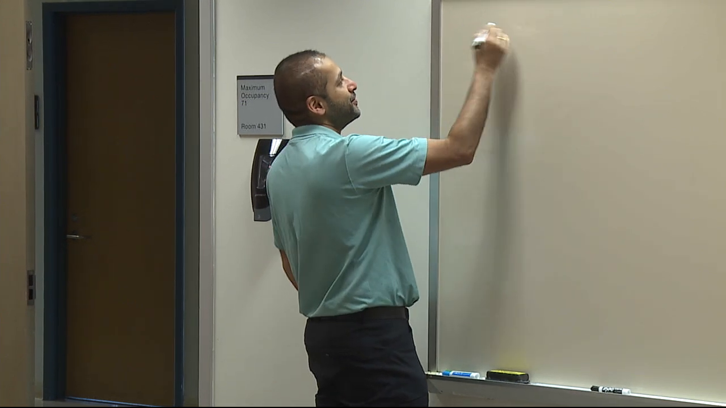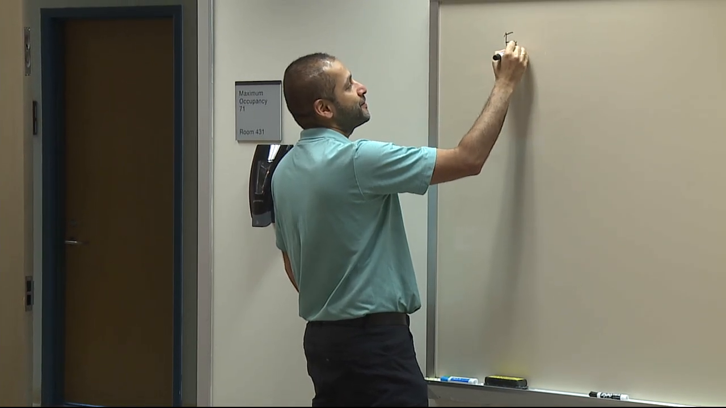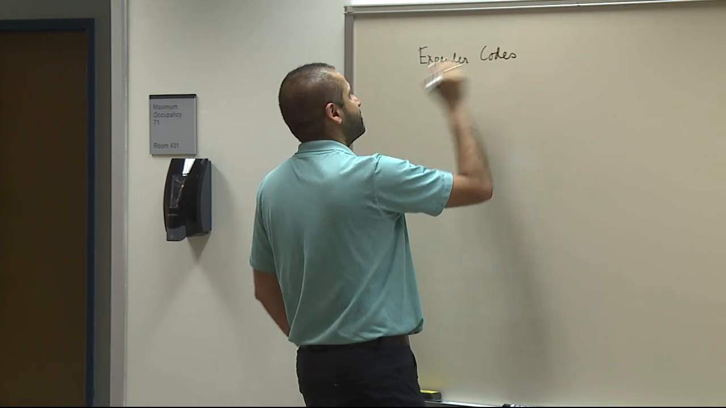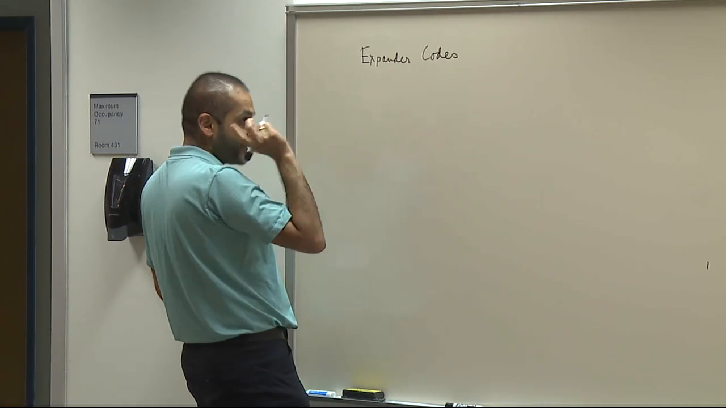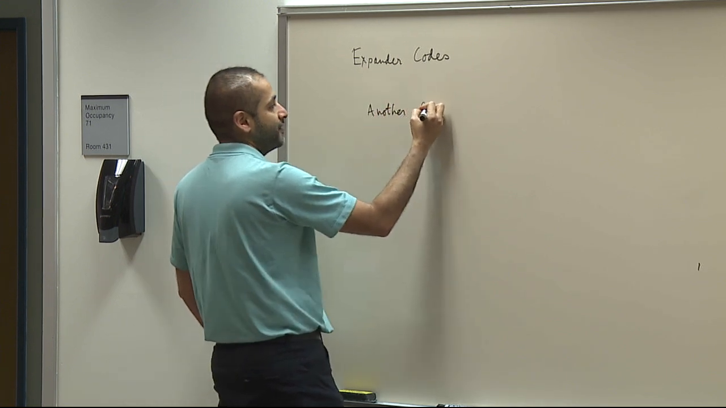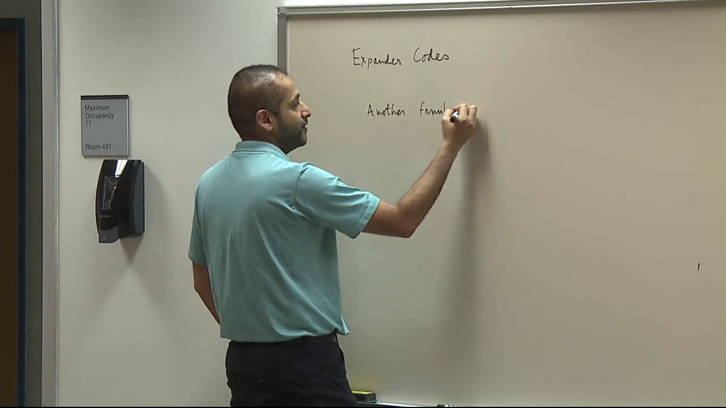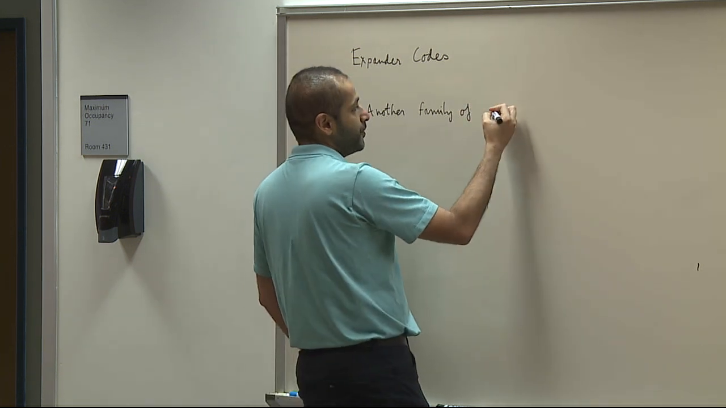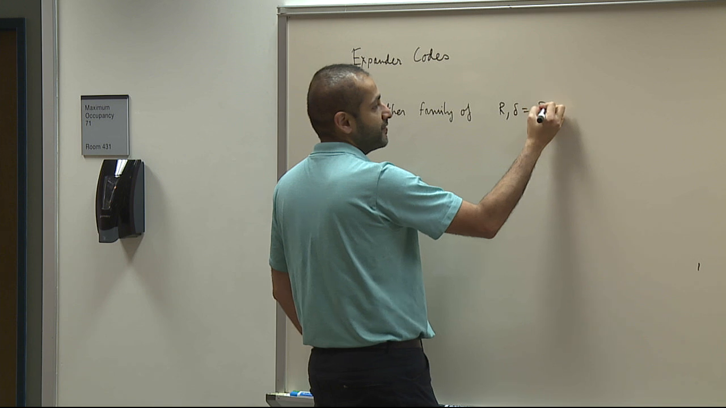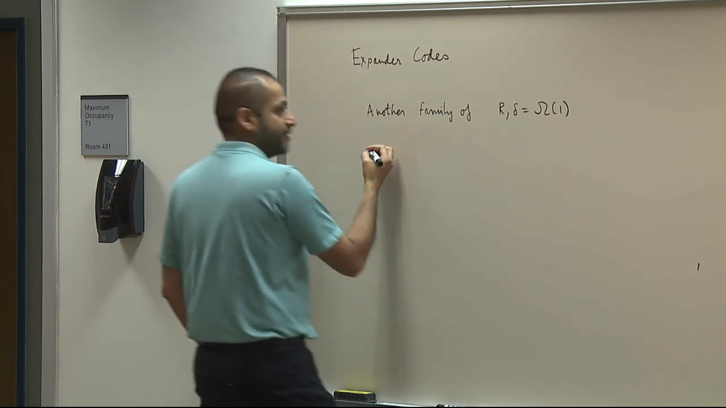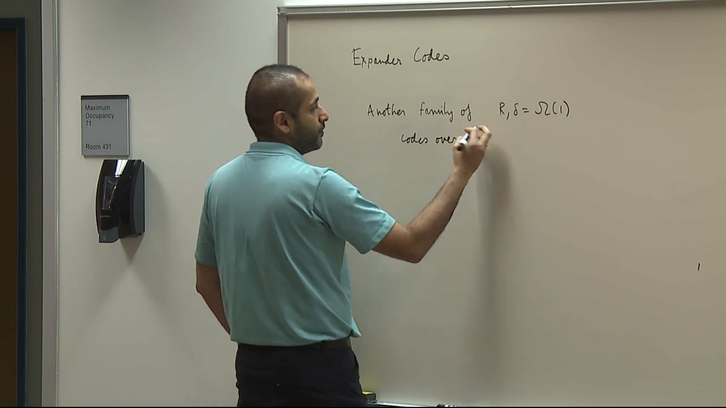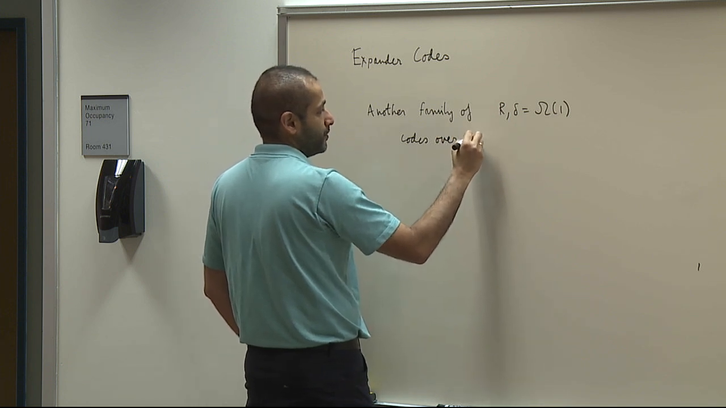Okay, good. So today we will see expander codes. These are going to be another family of positive rate, positive distance binary codes over 0.